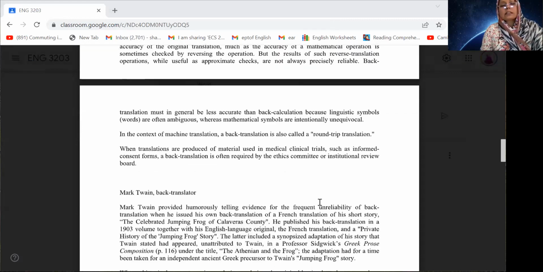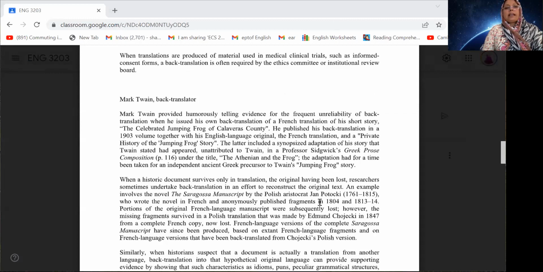Okay. Next, Mark Twain as a back translator. Mark Twain, who is he? He is a dramatist, and also a novelist, and also he is a translator.